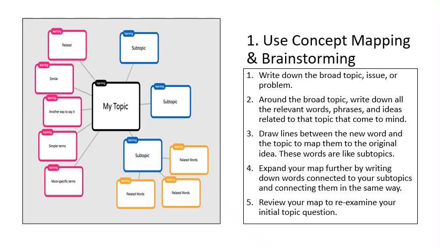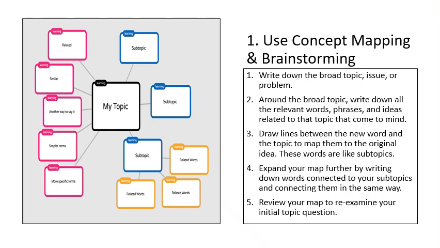And then around that, you want to write down maybe some relevant words, phrases, or ideas that come to mind. And these could be some of those key terms you could use to search for sources in your database search. It's helpful to draw lines between a new word to the topic to map them so you can see how some of these ideas might be connected. So some of those keywords you come up with might be connected to each other and they could be paired in your searching.